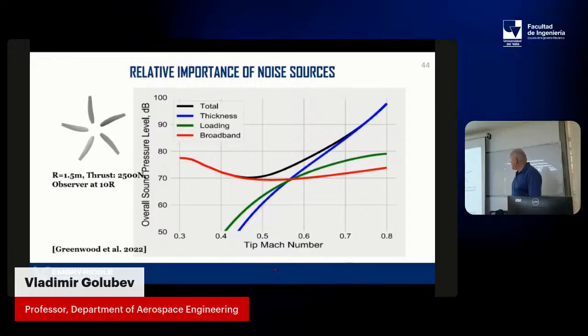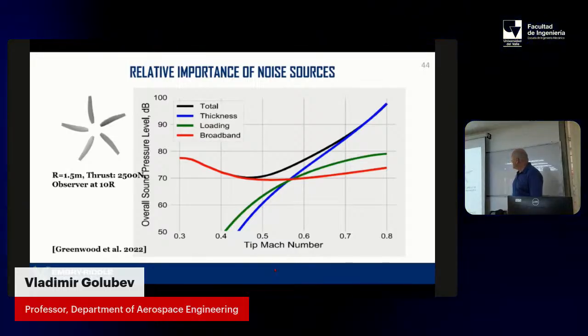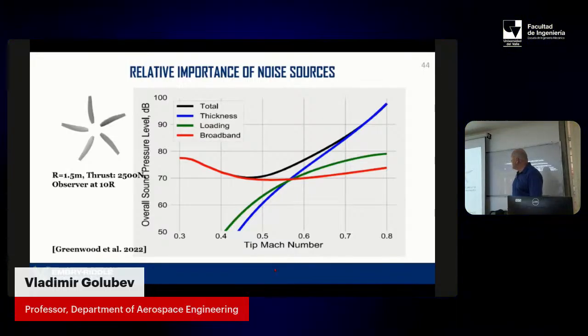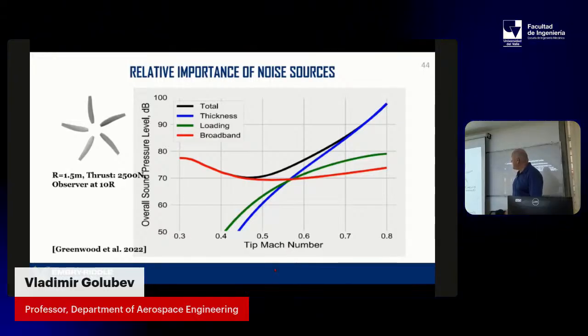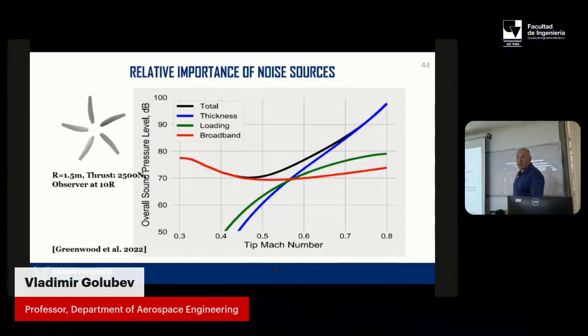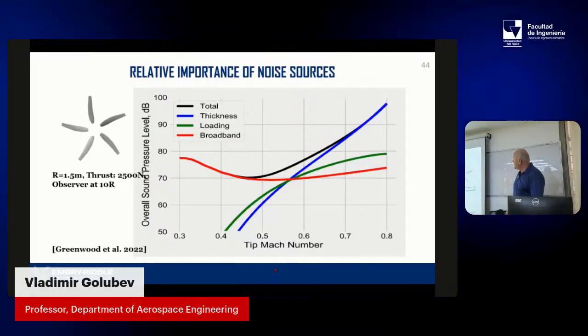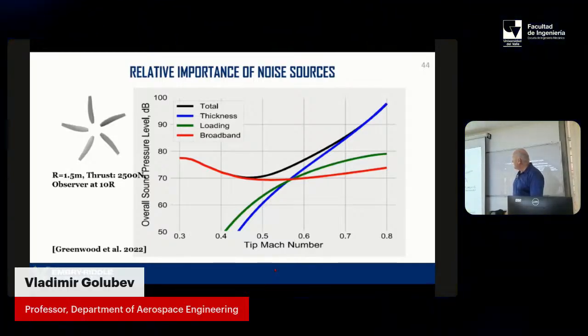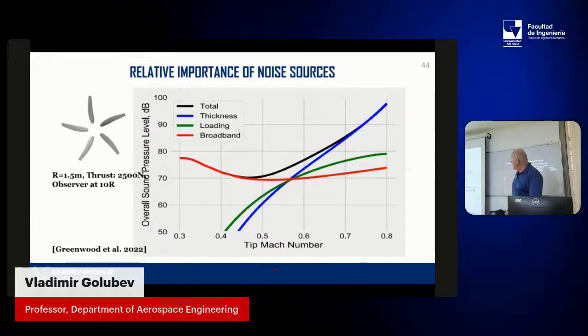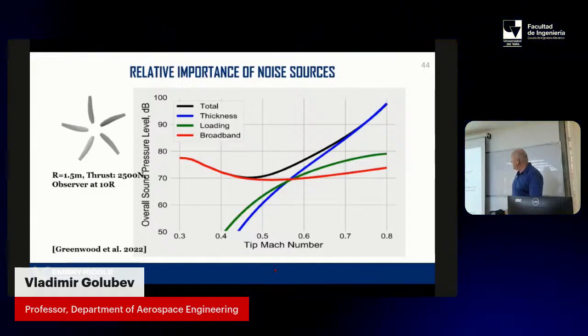And this is actually what the illustration shows. Look at the tip Mach number. Total, thickness, loading, broadband. It used to be 0.8 Mach number. That's where we were. That's this BPF tone for helicopters, right there. Nothing else. Everything else, like broadband, can be way low. Now we're in the region where tip Mach number is around 0.3 and the broadband is dominant.